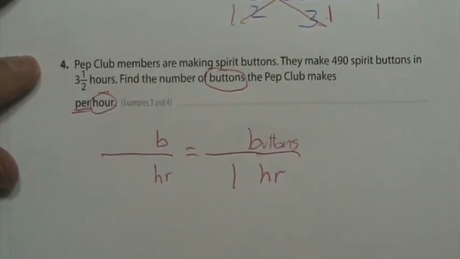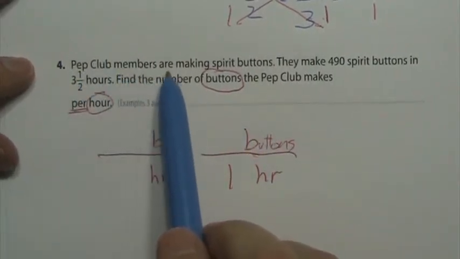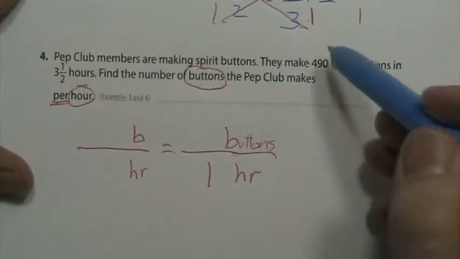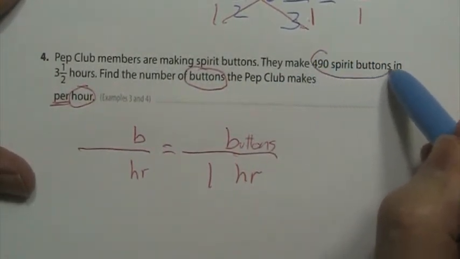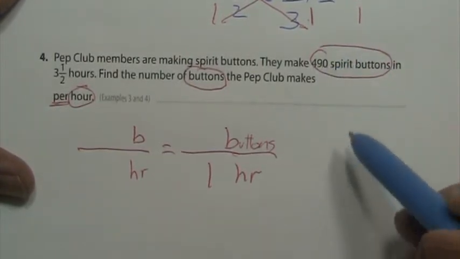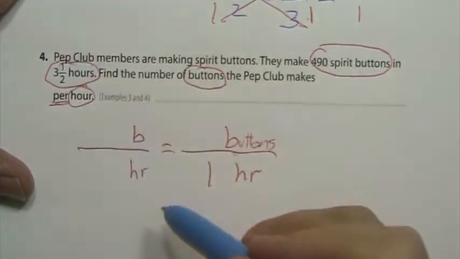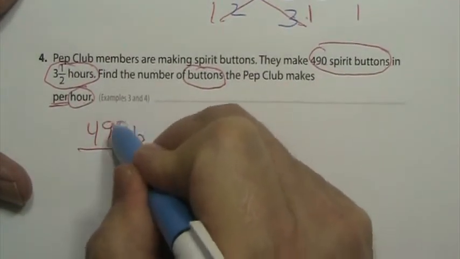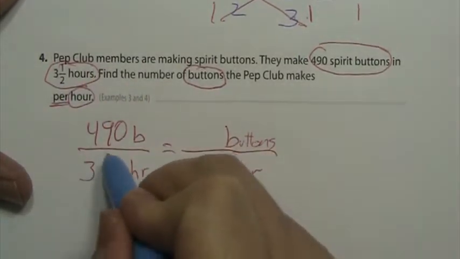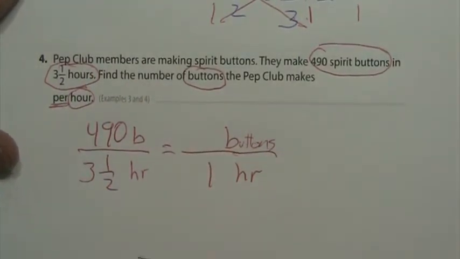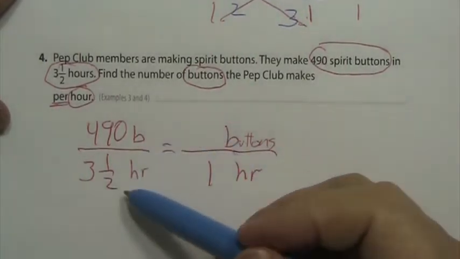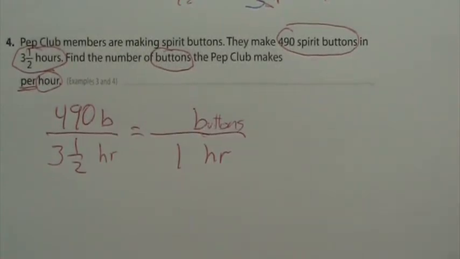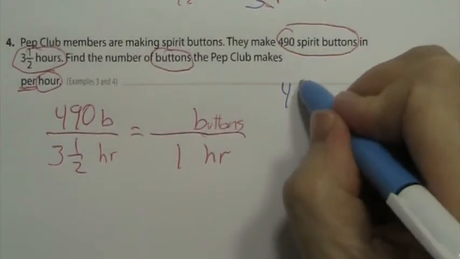And so what information are we given? Let's see. Pep Club members are making spirit buttons. This is like the ASB Club. And they make 490 spirit buttons. They make 490 of these in 3.5 hours. So we put those numbers. 490 buttons, 3.5 hours. That is the problem right there. That's the problem from the book. 490 divided by 3.5. So I just write it to the side, rewrite it, sideways.